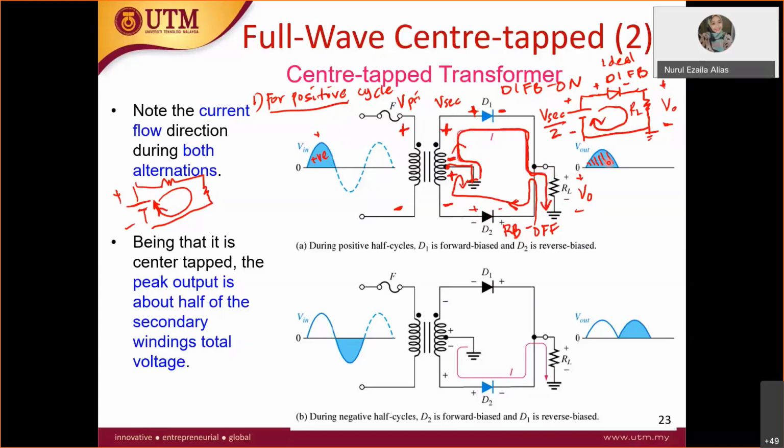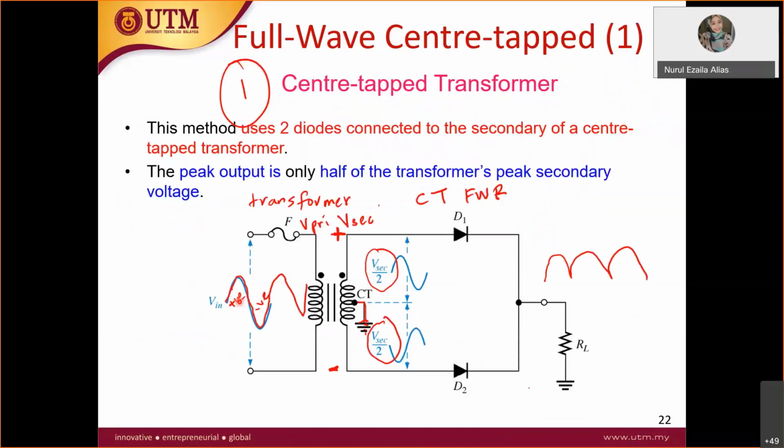That is for the first cycle, for the positive cycle. Like I said, you only have 2 cycles. Positive cycle settled. Now, let's take a look at the negative cycle.